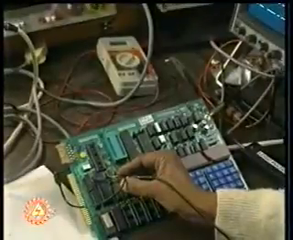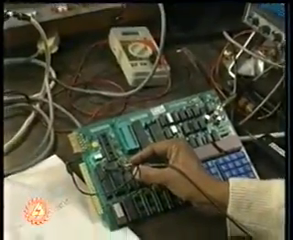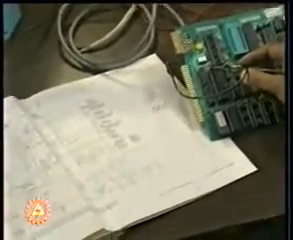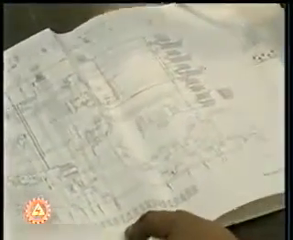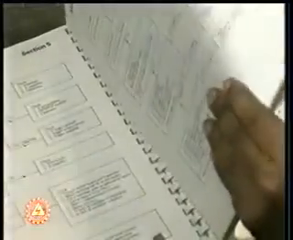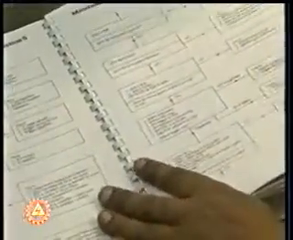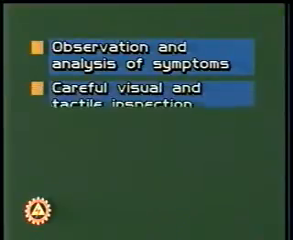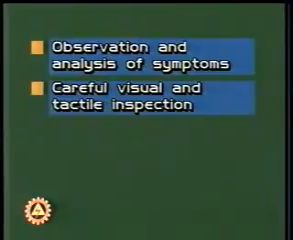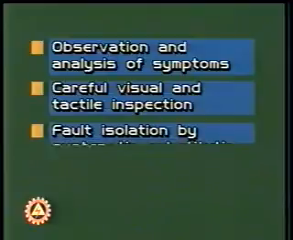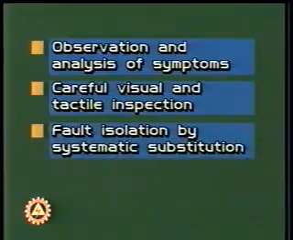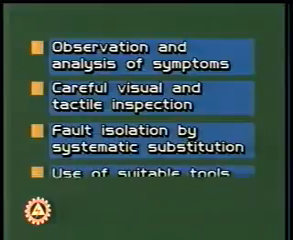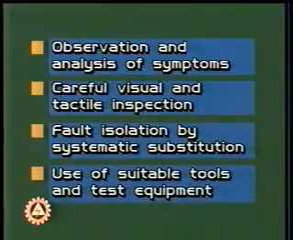In troubleshooting, while intuition plays a significant role, a service engineer follows a logical, systematic, and step-by-step method to locate a fault. The methods are observation and analysis of symptoms, careful visual and tactile inspection, fault isolation by systematic substitution, and use of suitable tools and test equipment.